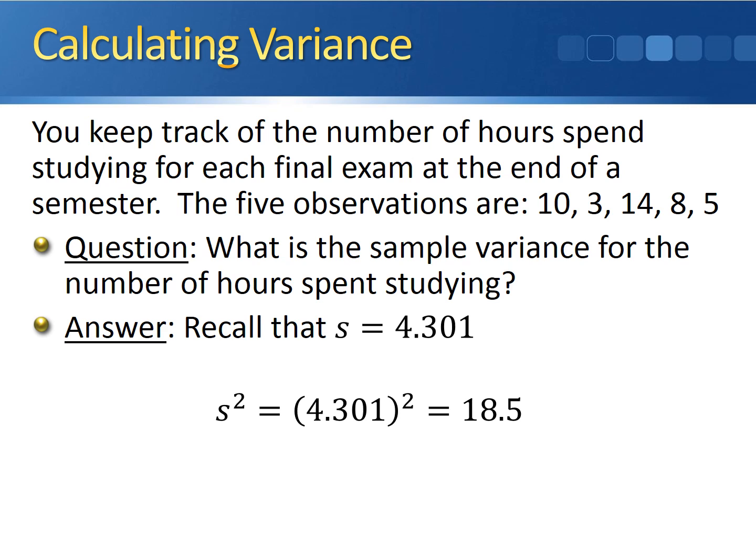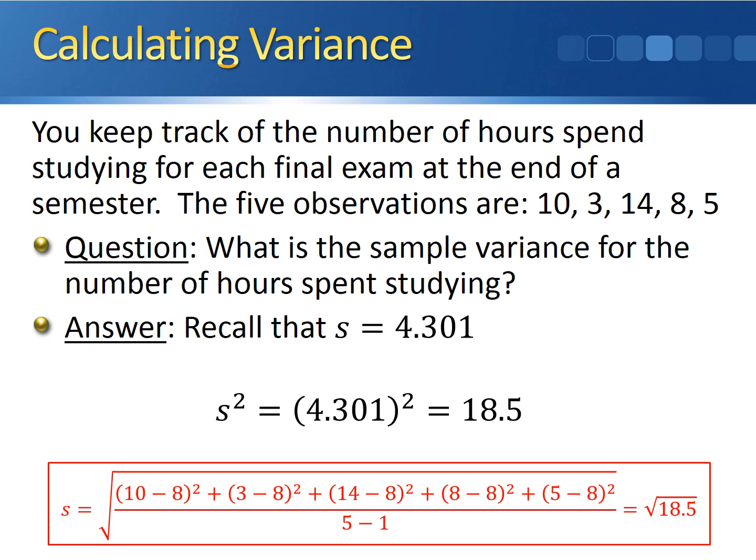Now this 18.5 should ring a bell because it turned up in the calculation of our sample standard deviation. We took each observation, subtracted off the sample mean, squared the difference, added up all of these squared differences, and divided by the sample size minus 1. Once we worked through those calculations underneath the radical, what we were left with was 18.5.